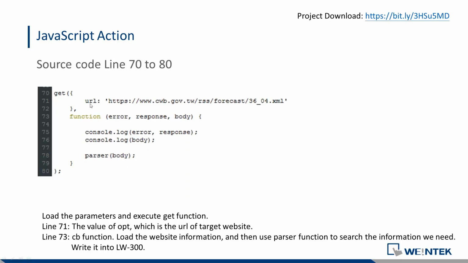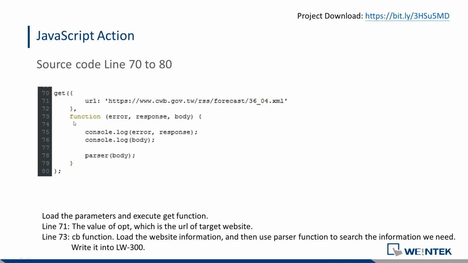For the first OPT variable, we give the URL of the website. This is the Taiwanese government weather department's website here. We give the website, so the get function will know where to get the information.